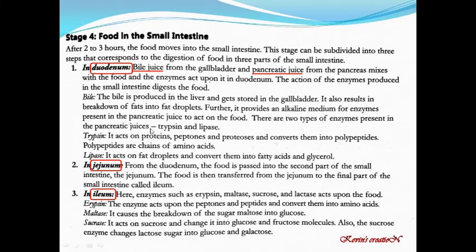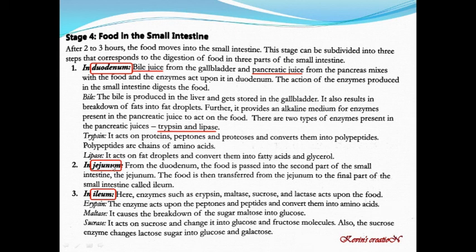In pancreatic juice, they have got 2 enzymes, trypsin and lipase. What does trypsin do? It acts on proteins, peptones and proteoses and changes them into polypeptides. Same way, lipase acts on fat droplets and changes them into fatty acids and glycerol. So two enzymes are there in pancreatic juice, trypsin and lipase.